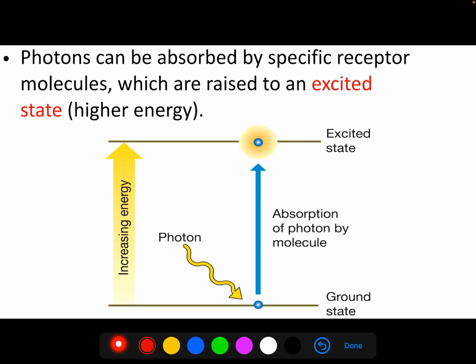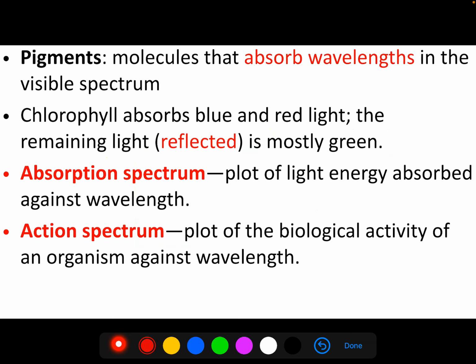So photons can be absorbed by specific receptors, okay? So a photon is absorbed by some sort of molecule. We're just kind of getting background information here. And then we can raise that molecule to an excited state, okay? And therefore it has, you can see on this side, more energy up here, okay? And so pigments are able to do this in plants.